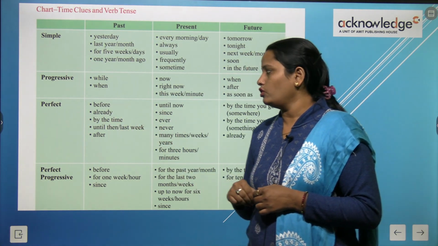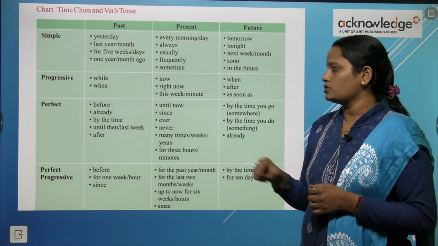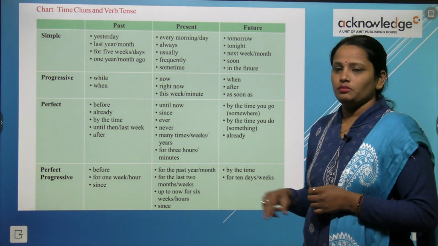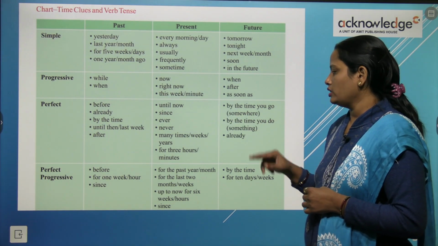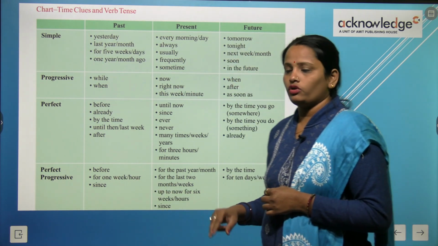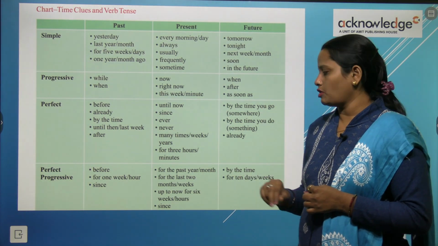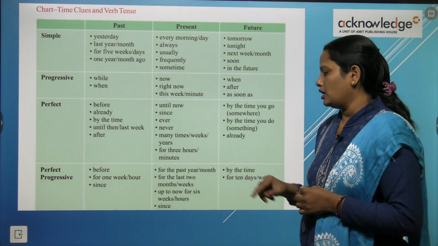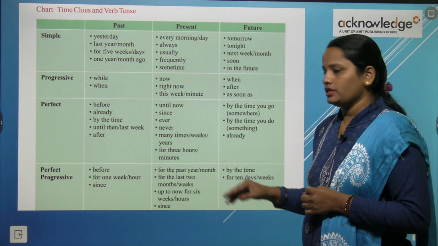In past perfect: before, already, by the time, until then, last week, after. In present perfect: until now, since, ever, never, many times, many weeks, many years, for 3 hours, for 3 minutes. In future perfect we use by the time you go, by the time you do, already. Now in the past perfect progressive tense we use before, for 1 week, for 1 hour, since. In present perfect progressive we use for the past year, past month, for the last 2 months, last 3 weeks, up to now, for 6 weeks, 6 hours and since.